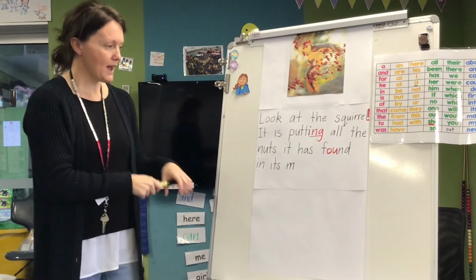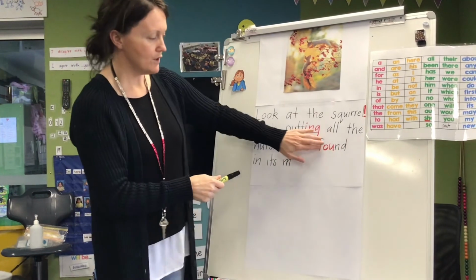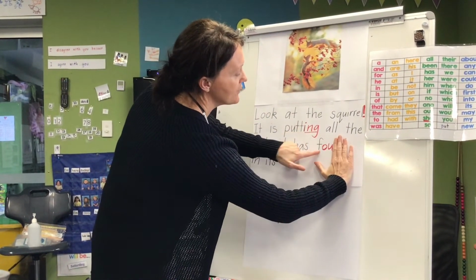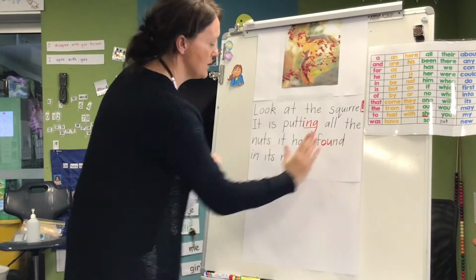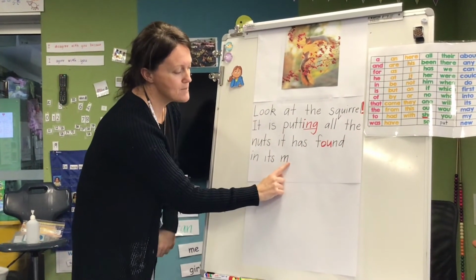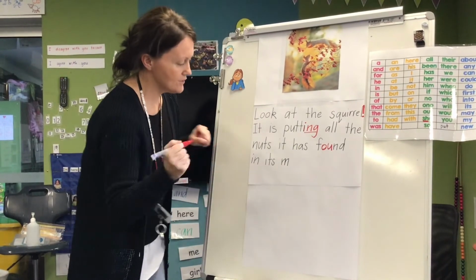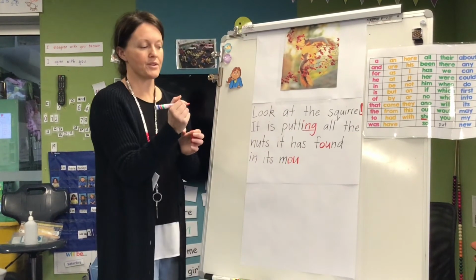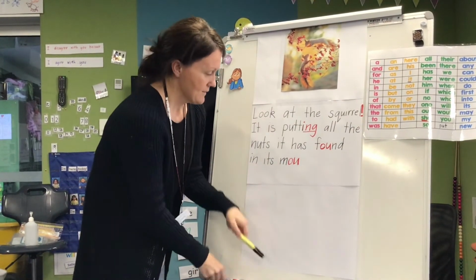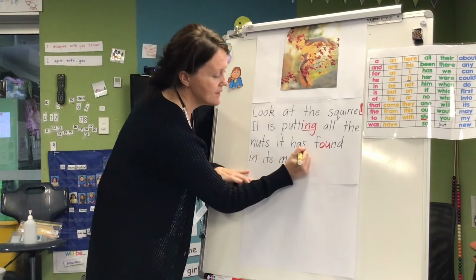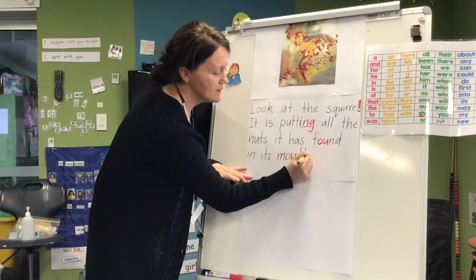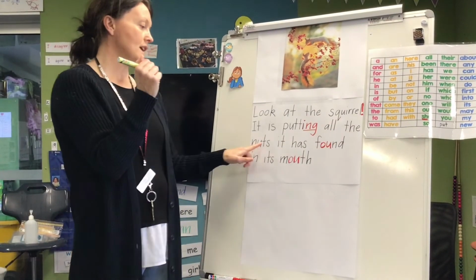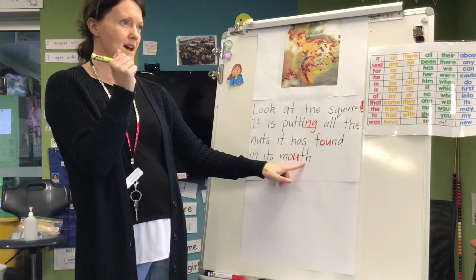Ow. Oh, we wrote ow in this word. We heard the ow sound in this word. Ow, like ow. So this is going to help us with ow. Which 2 letters do I need to write to make that ow sound? Mouth. That's 2 letters too. A T and a H. Mouth. It is putting all the nuts it has found in its mouth.